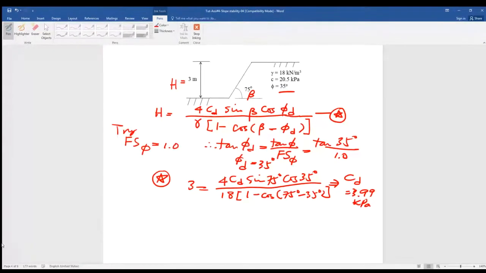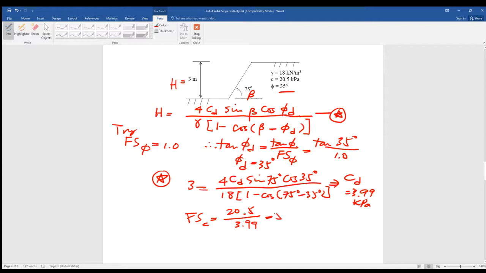So the first trial for the CD is 3.99. So what's the factor of safety for the cohesion? The soil gives you 20.5, but you estimate the design strength is only 3.99. So what's the safety factor for the cohesion?